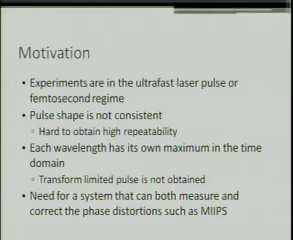Second, the pulse consists of many different wavelengths. The maximum power output or maximum intensity of the pulse occurs when each wavelength arrives at the same time. When pulse distortions occur, each wavelength has its own maximum intensity in the time domain. This means that the maximum power output or transform-limited pulse cannot be obtained. Thus, there is a need for a system that can both measure and correct phase distortions in our pulse, such as MIIPS.